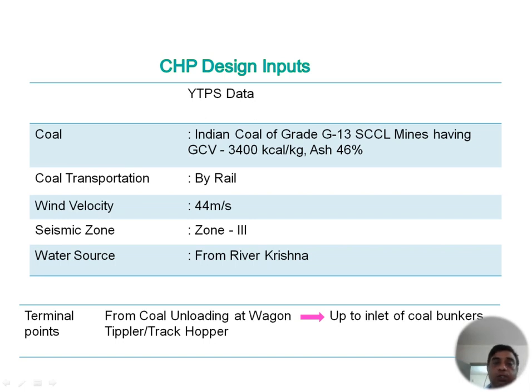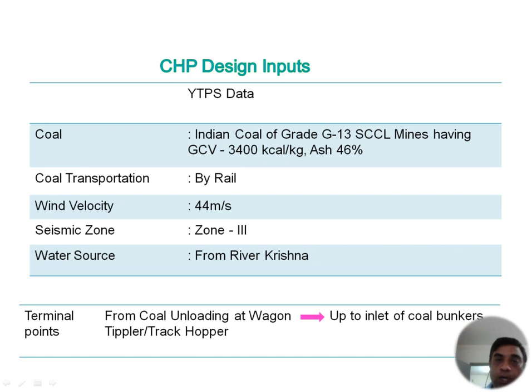Now, what are the design inputs for the coal handling plant? Grade of coal is most important to design the coal handling plant. Transportation mode of coal, whether coal has to be transported by rail, road or sea route, is also very important from the design point of view. Wind velocity and seismic zone are important for designing the structural part of the coal handling plant. Source of water, whether water will be sourced from the river or any other source, and the distance of the river from the plant. So these are the basic inputs which are required for designing any coal handling plant.